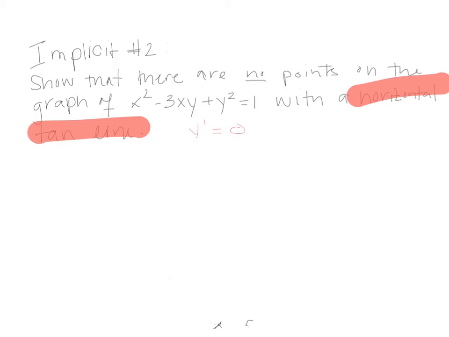So the first thing we need to do is find y prime. Because this is not an equation where x is a function of y, I have to use implicit differentiation. So we're going to do that now. The derivative of the first piece, x squared, is easy, that's 2x. I don't need to put in y because it's not there.